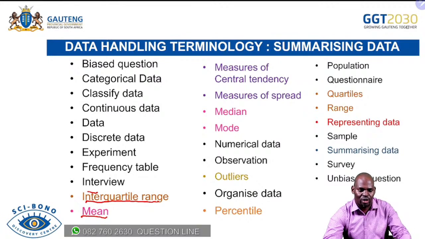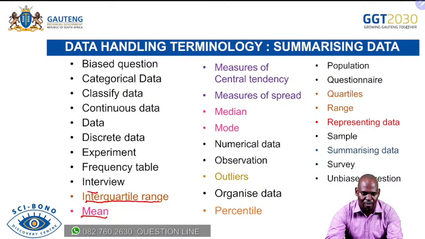And then the next one, still on measures of central tendency. Remember, like I said, those are the values that show the position of a set of data. So we've got mean, median and mode. All three of them together are called measures of central tendency.